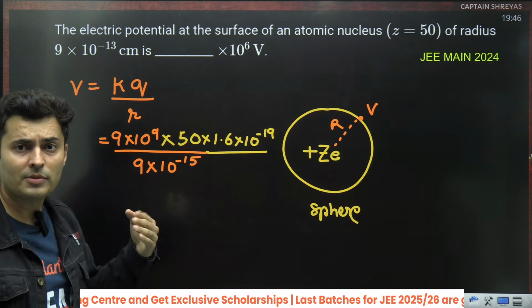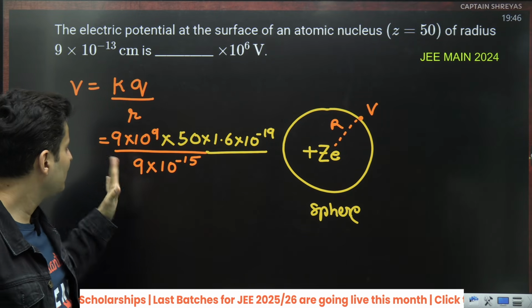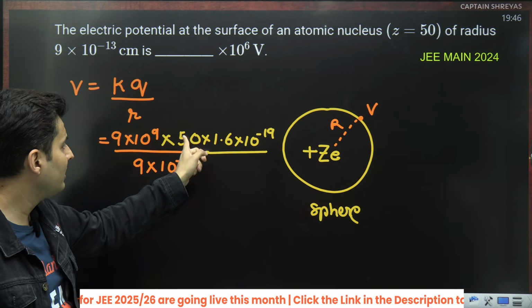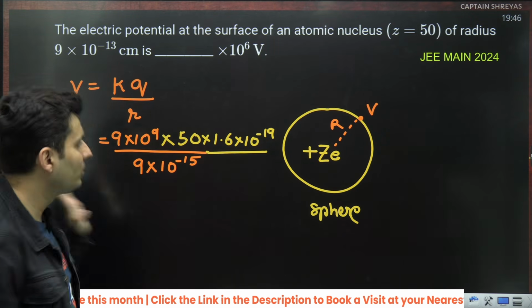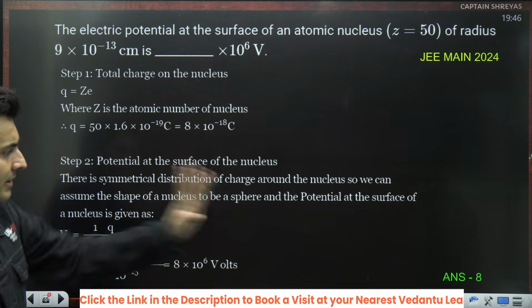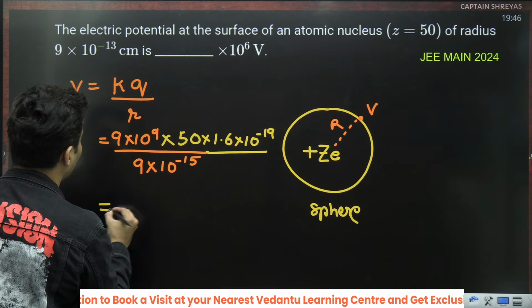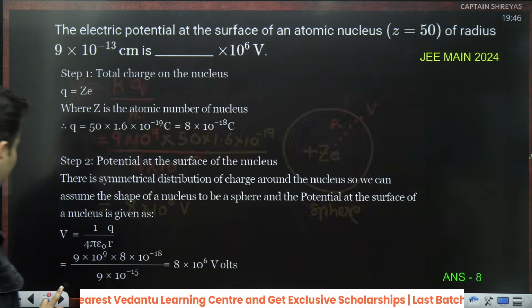As you can see, you can use my trick of ignoring the decimals or the powers of 10 and zeros. 9 cancels, ignore the powers of 10. 16 and 5 are the pure numbers. 16 5s are 80, so 8 should be there in the answer. And the answer is 8 without even having to solve this. Okay, so the answer for this particular question will be 8 into 10 to the power 6 volts.